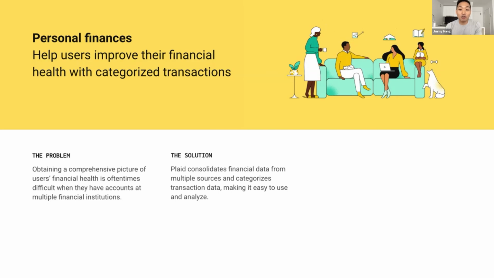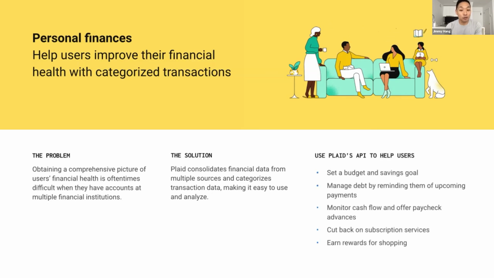By consolidating financial data from multiple sources and categorizing data, we make it easy to use that data and provide insights to those users. And with categorized and enriched data, here are just a few of the things that developers can do. They can encourage users to set a budget and manage their debt. They can monitor cash flow and offer services like a paycheck advance. They could also identify recurring subscriptions like Netflix or Disney Plus to track expenses. And finally, as Royce mentioned, they can reward users for shopping at retail partners.